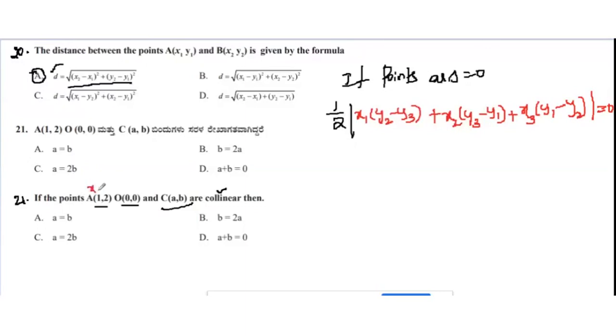Replacing the values x1 y1, x2 y2 and x3 y3 in the formula, we will get the equation as minus b plus 2a is equal to 0, and 2a is equal to b. So the correct option for this question is B.